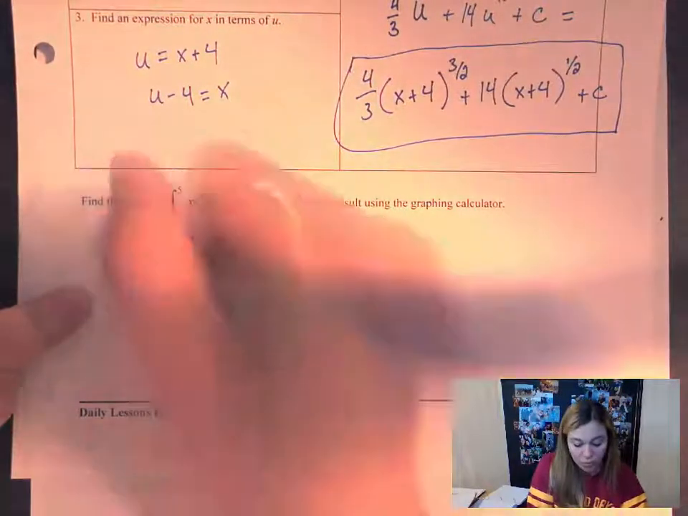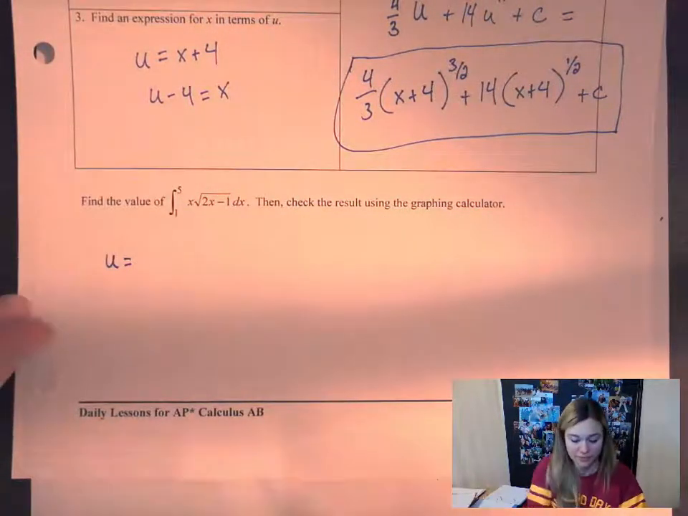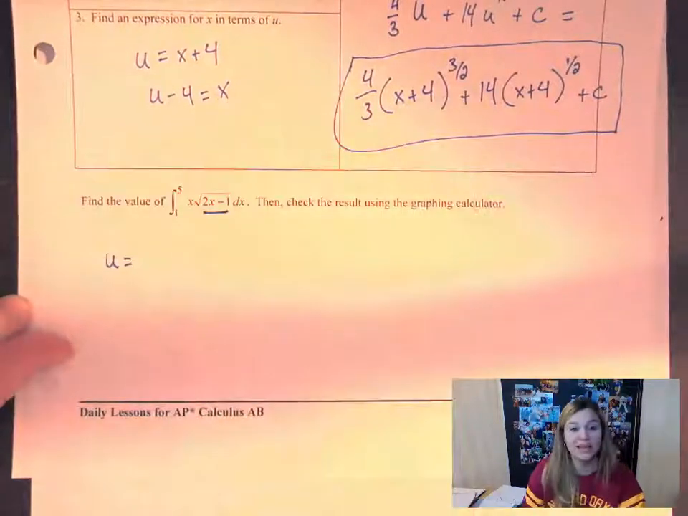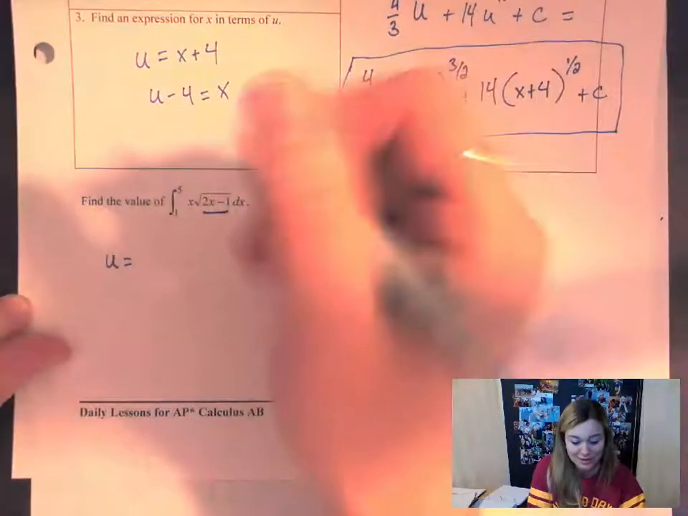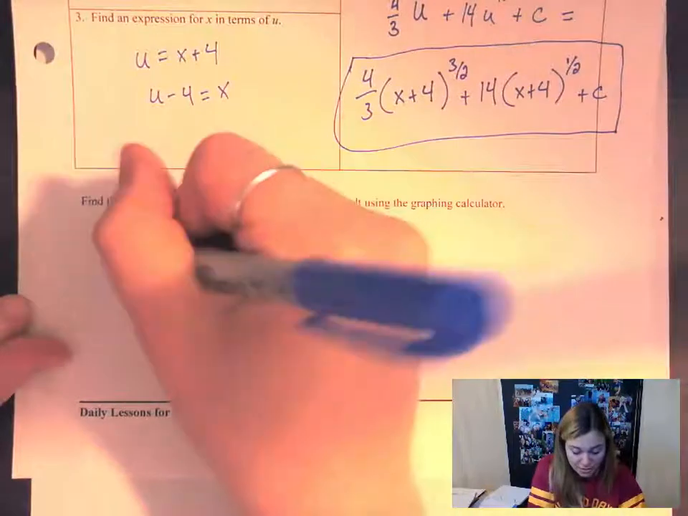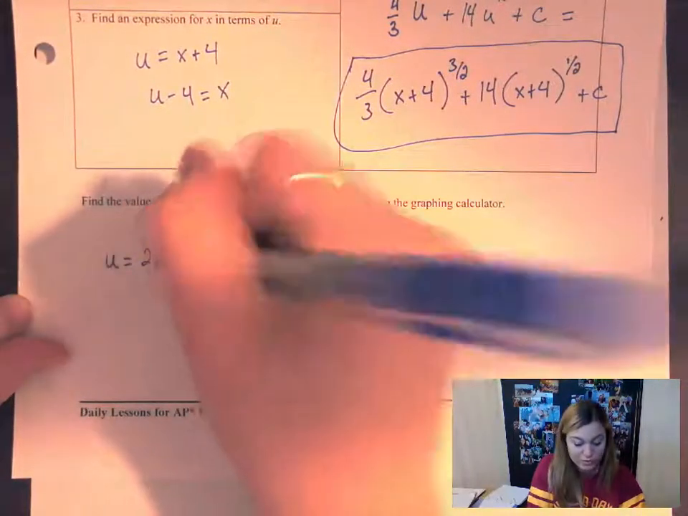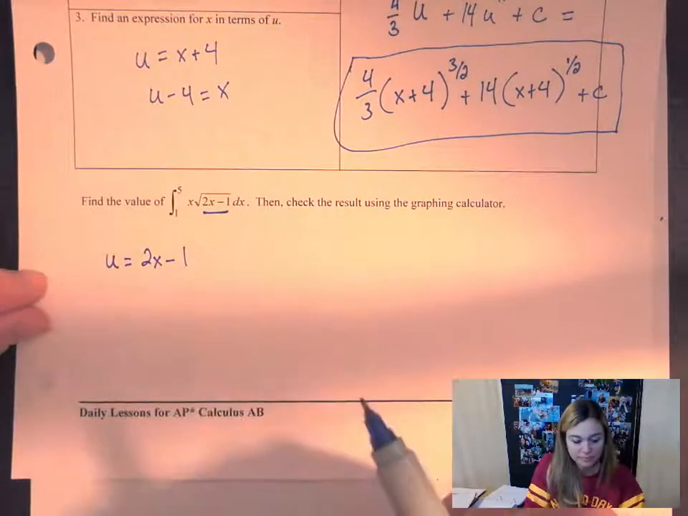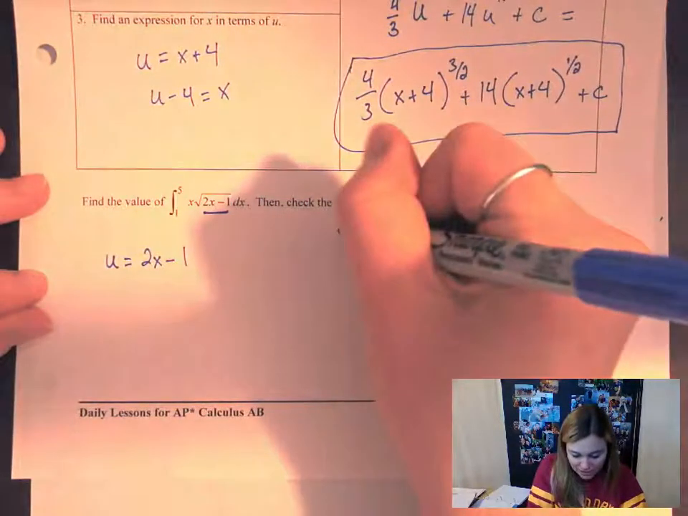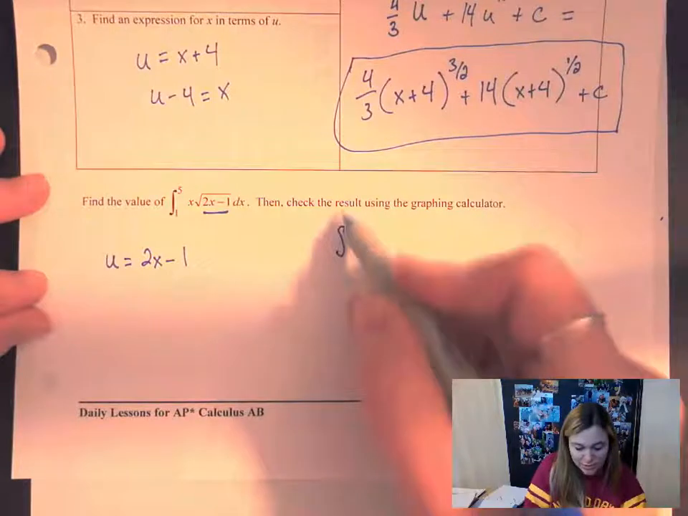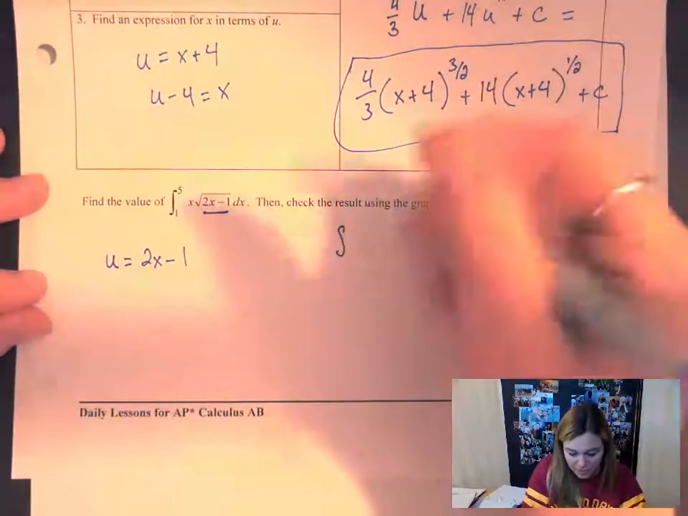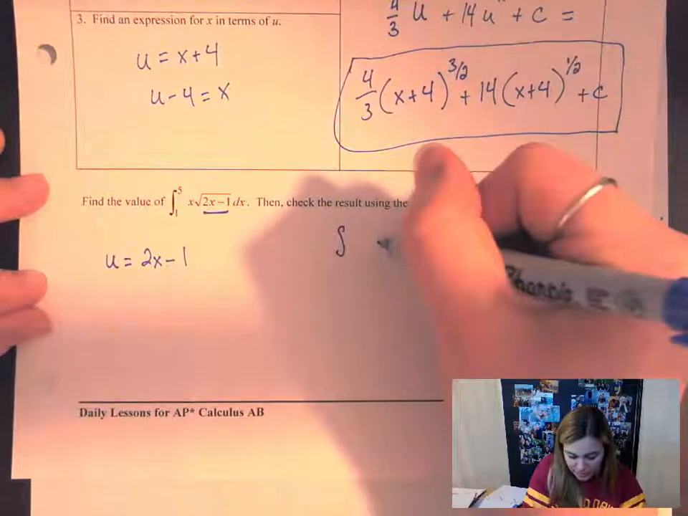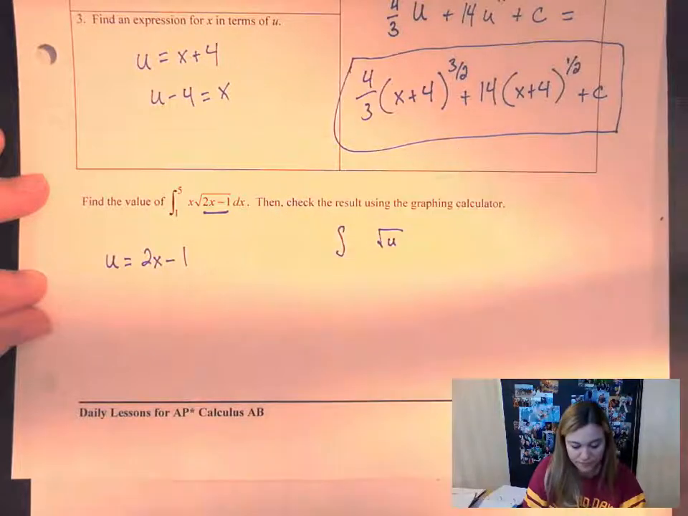I'm going to say, well, what could u possibly be? The stuff that complicates the function, that I can't simplify in some way. It's the stuff on the inside here of whatever was raised to the 1/2 power. So I've got 2x minus 1. And if I integrate this over here, I'm going to ignore these numbers for a second and you'll see why. But this would be the square root of u.